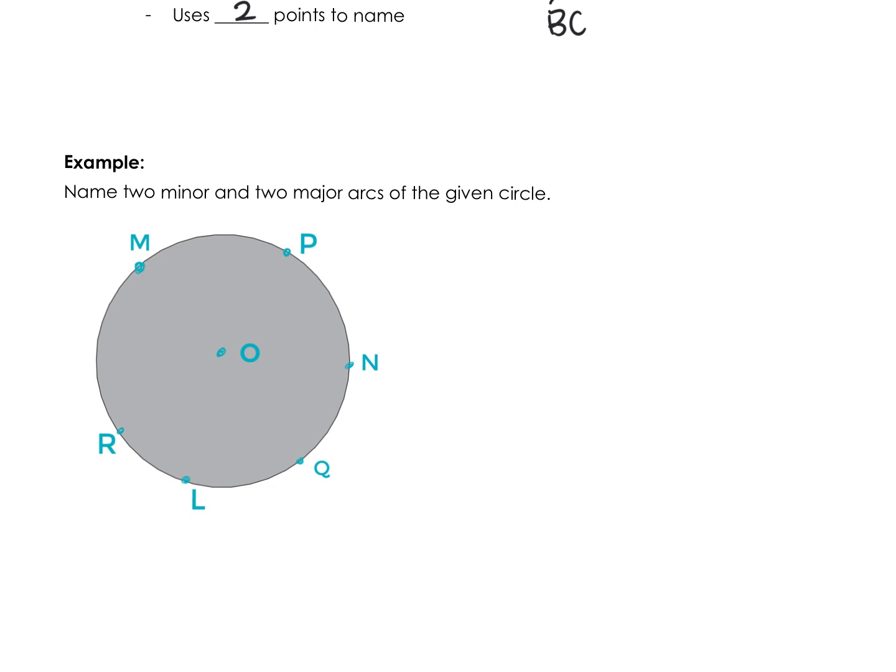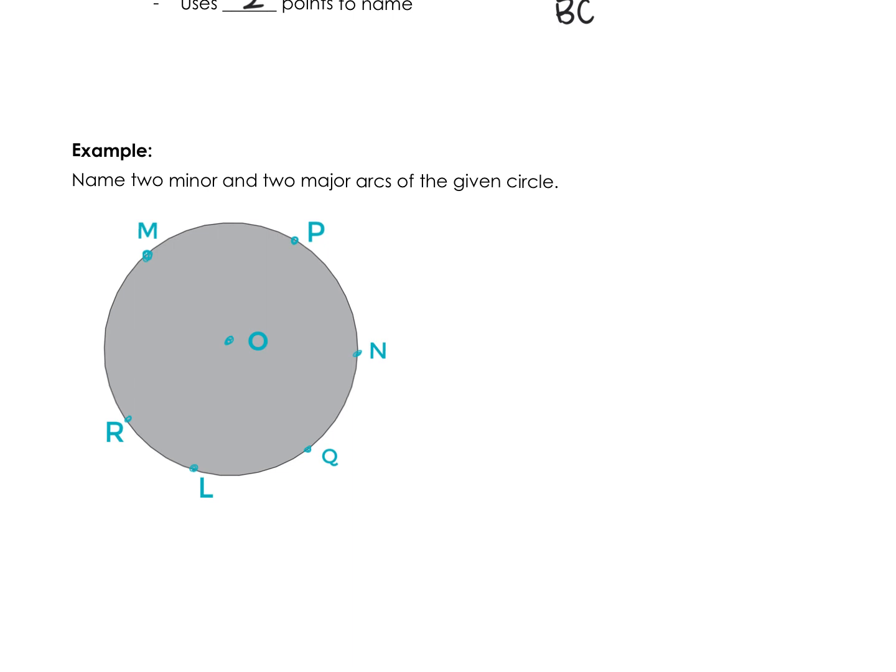So looking at our example, we want to name 2 minor and 2 major arcs of our given circle. I don't have to have my radii or my radius drawn to each of those points because arcs are looking at the outside of the circle. So let's start with our 2 minor arcs.